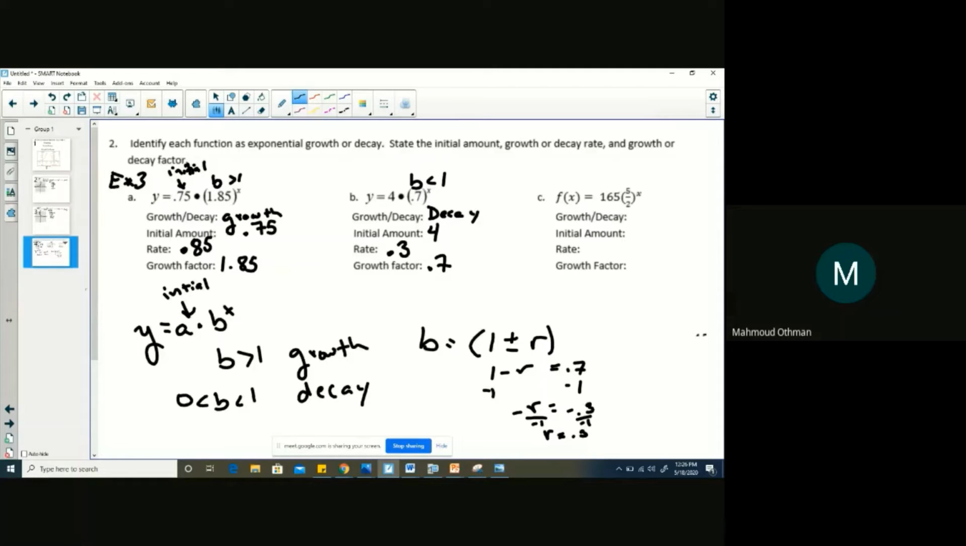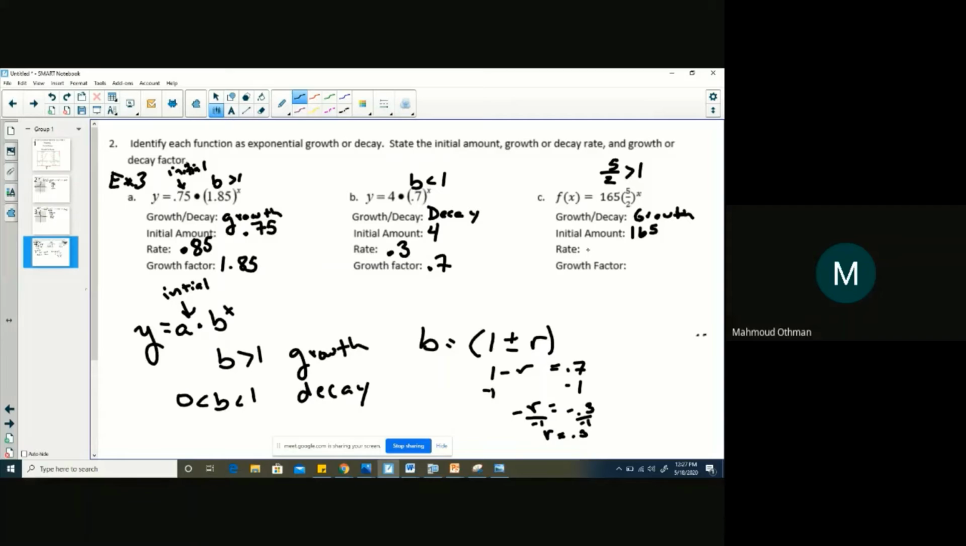Last one, f of x equals 165 times the quantity 5 halves raised to the x. So I know that 5 halves is greater than 1, so I know I have a growth function. My starting amount is the number that's in front of my function. So my starting amount is going to be 165.